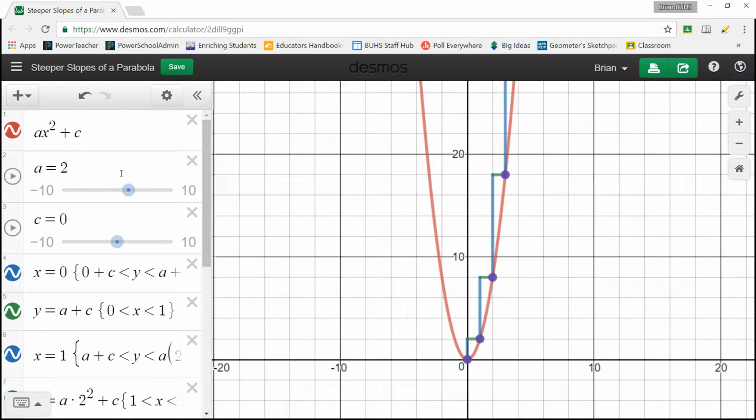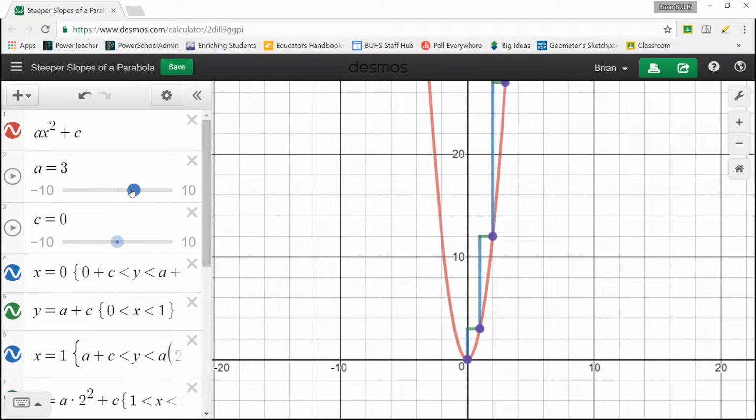All right, so changing the a value will change the shape of your graph. What about when a is 3? So 1 times 3 is going now up 3.